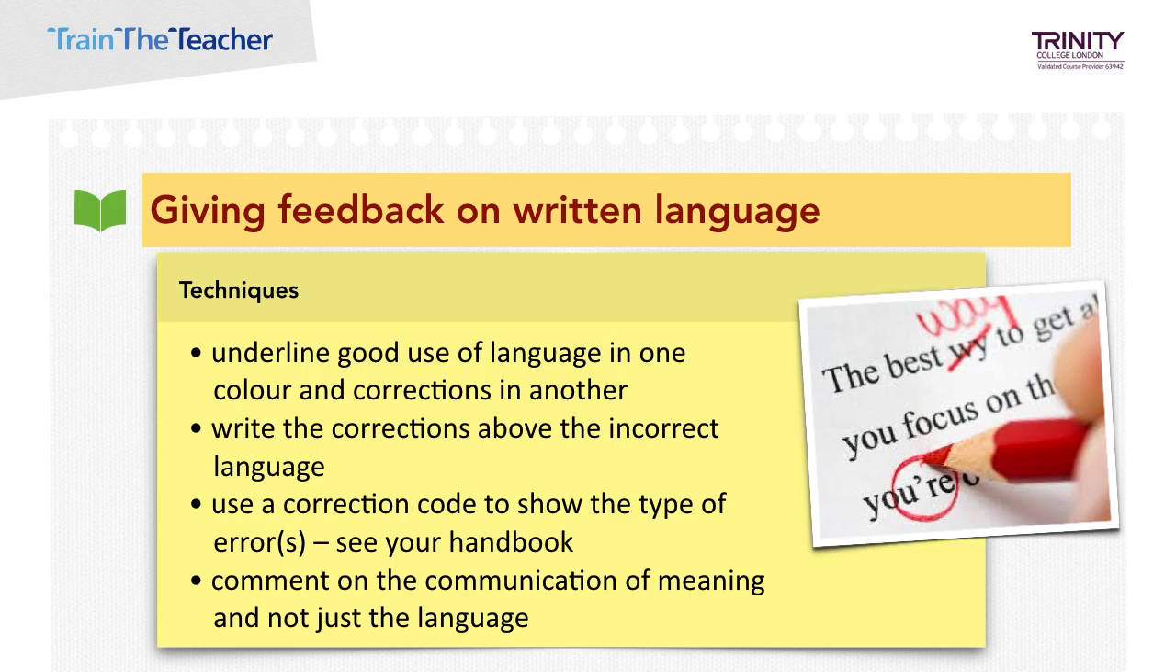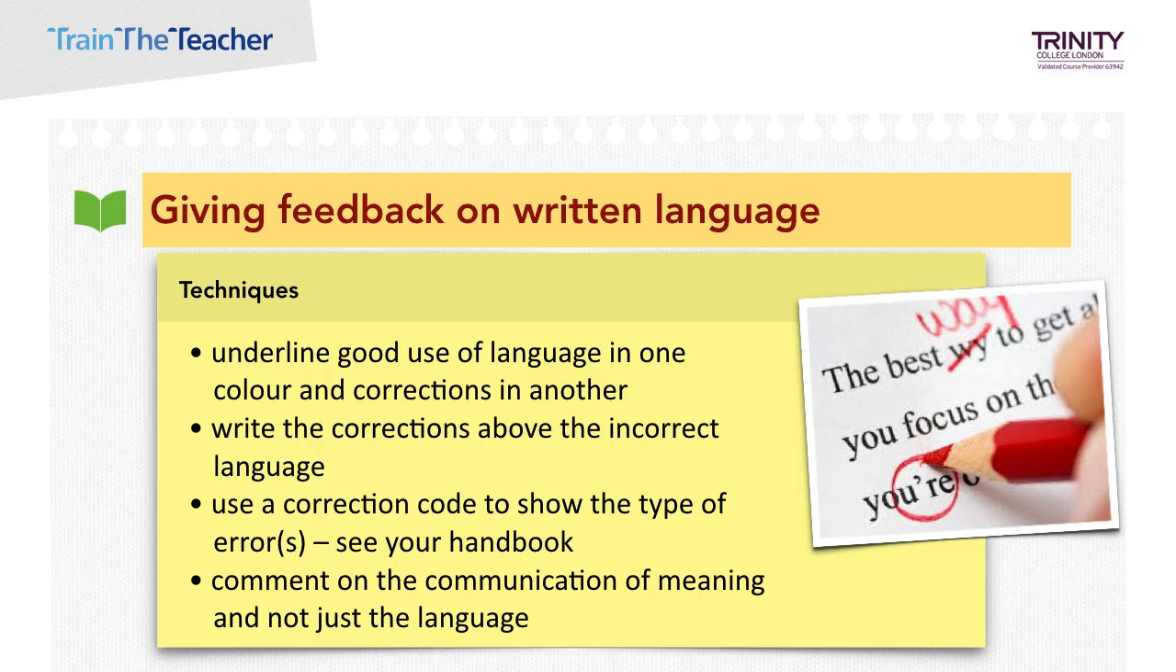Underline good use of language in, for example, orange. Use a different color, such as green, to underline language that needs correction. You can write the corrections above the incorrect language. However, this doesn't give the learner much opportunity to think about and remember the errors, so best to see if they can think about what the mistakes they made could be, and give them the chance to correct themselves.